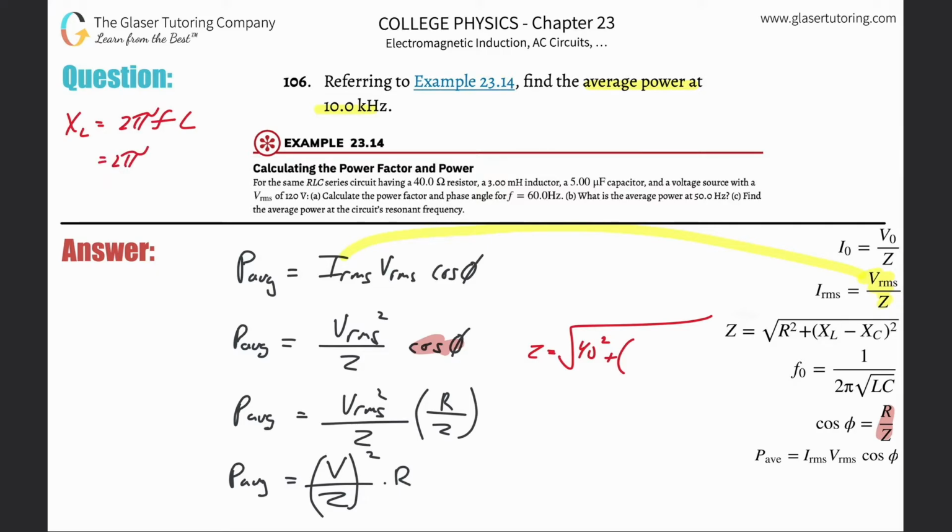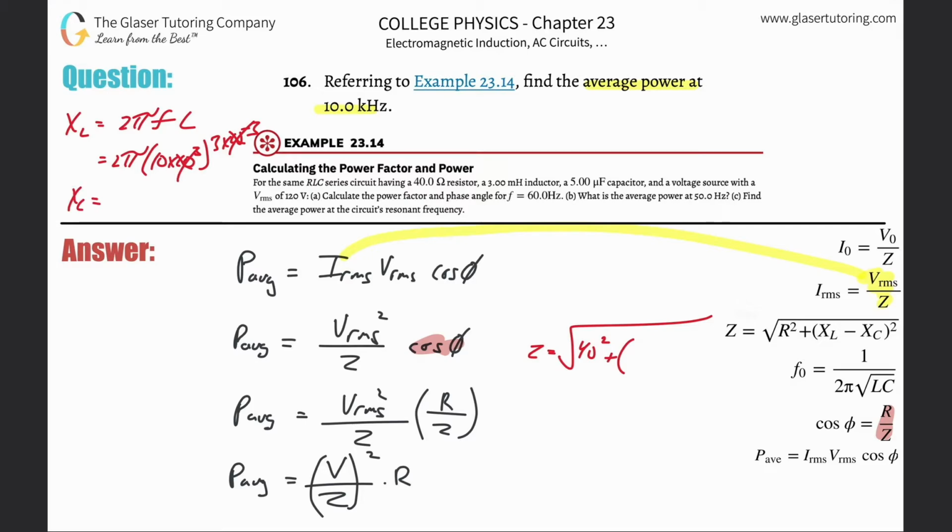What was the frequency? What did they tell us? The problem said 60 hertz, but actually, no, I'm sorry, I have to refer back to this one: 10 kilohertz. So that's going to be 10 times 10 to the third. And the inductance they told us is 3 millihenry, so that's 3 times 10 to the minus 3. These powers of 10 will basically cancel each other out.